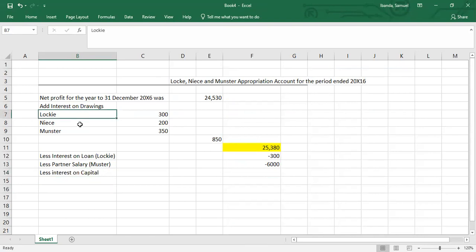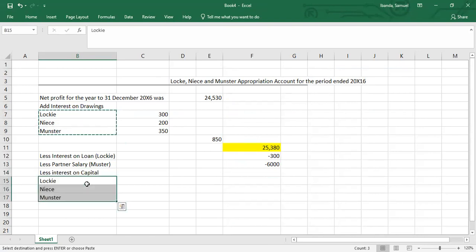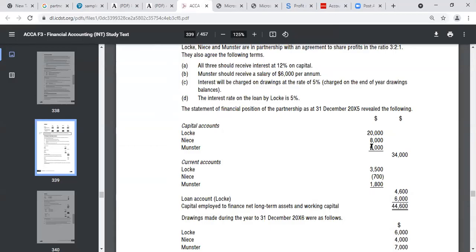So interest on capital, definitely all the partners will have an interest on capital because all of them have contributed capital, okay? So what I'm going to basically do is look at their respective capital balances. As you can see, we have 20,000, 8,000, and 6,000. And they're telling us that the partners agree on 12% on the interest on capital. This is the capital that we have, so we are going to charge 12% on each of these. Okay, that is what we are basically going to do.